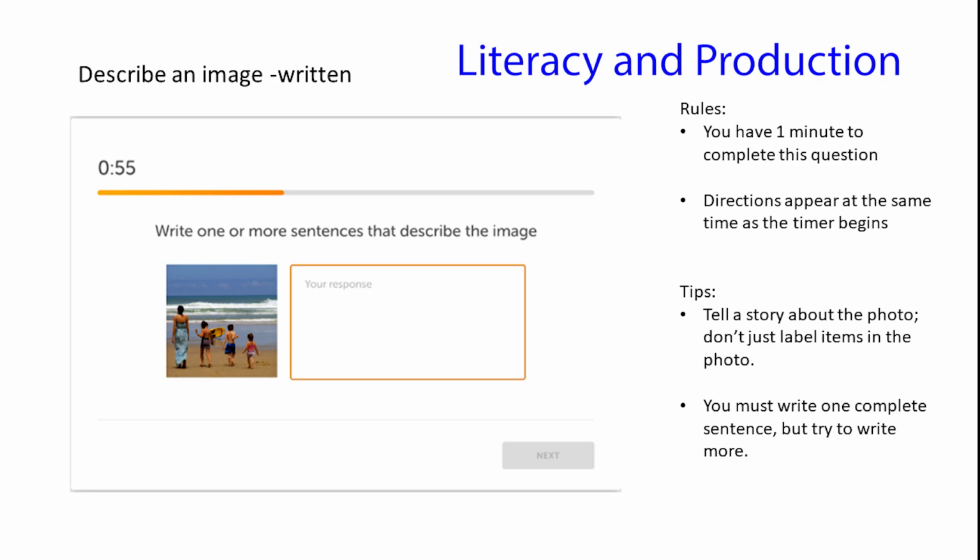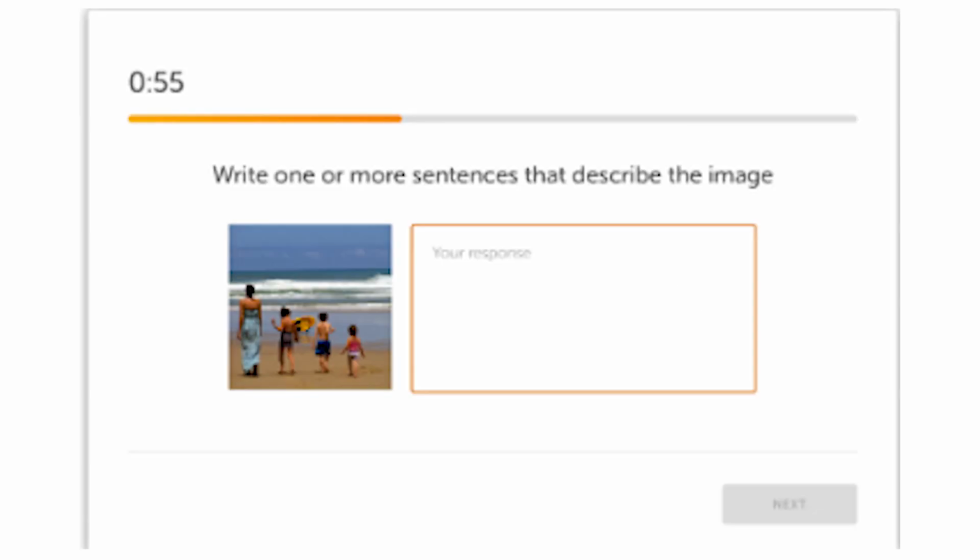And the tip for this one is very similar to the Speak Aloud. They want you to do more than just label what you see. So instead of saying there are 4 people, describe what the relationship between the 4 people is. Instead of saying they're facing the oceans, talk about their day at the beach. Use your creativity and come up with something a little bit more than the basic statement to say about this photo.